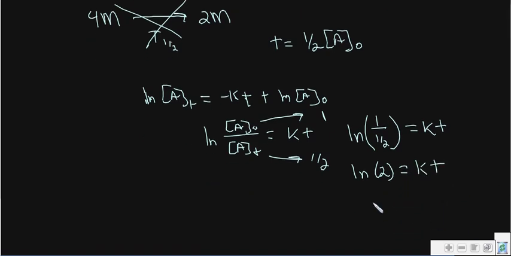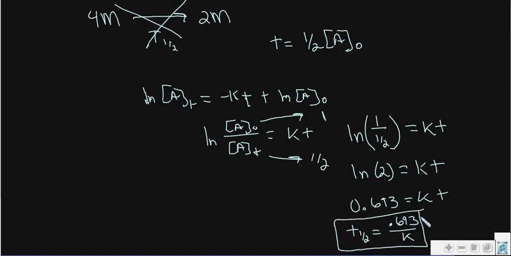The natural log of 2 is 0.693, so 0.693 equals kt. To get time on one side and the other things on the other side, we say the time, sub 1/2, the half time, is going to equal 0.693 divided by the constant. That's the equation for half-life for a first order reaction.